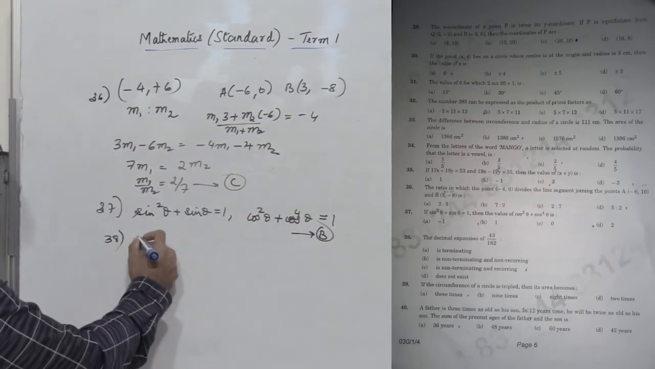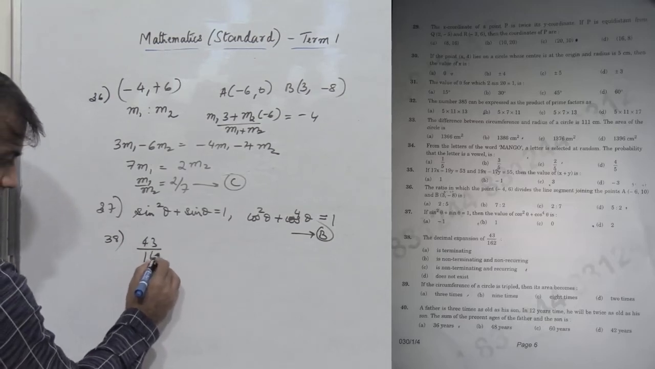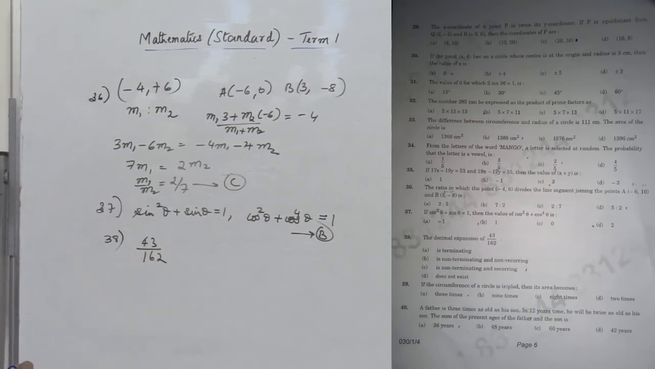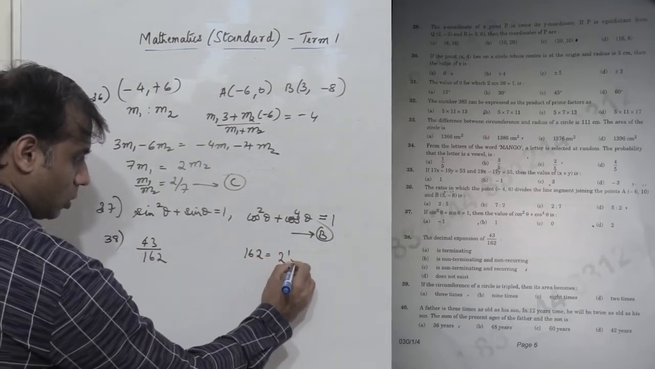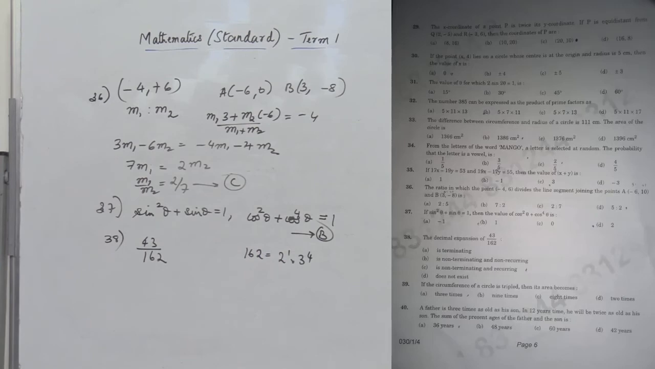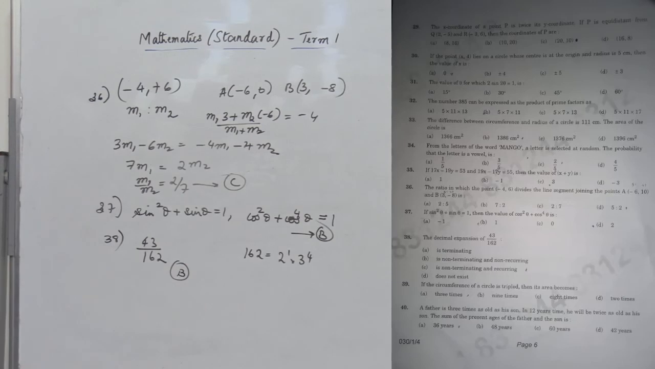38. The decimal expansion of 43 by 162 is. We find that 162 can be written as 2 power 1 into 3 power 4. So therefore it is not in the form 2 power m into 5 power n, which it has to be if it is terminating. So the option is B, which is non-terminating and non-recurring.